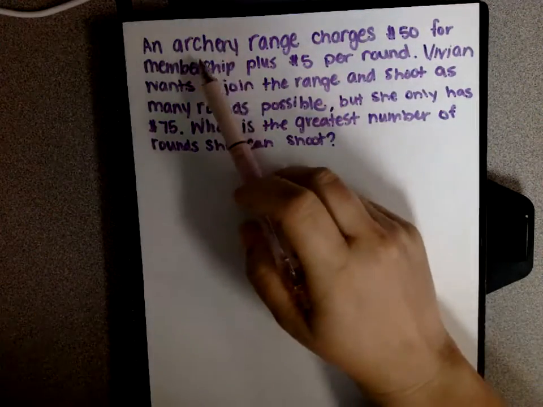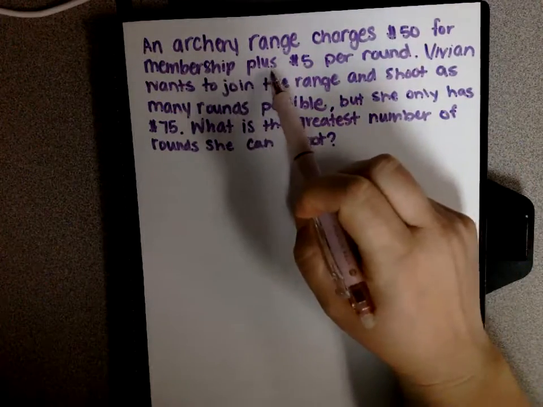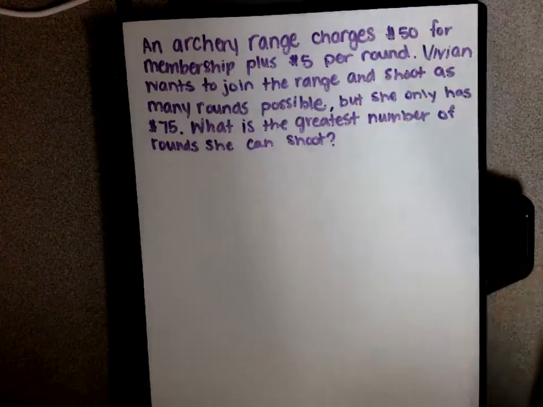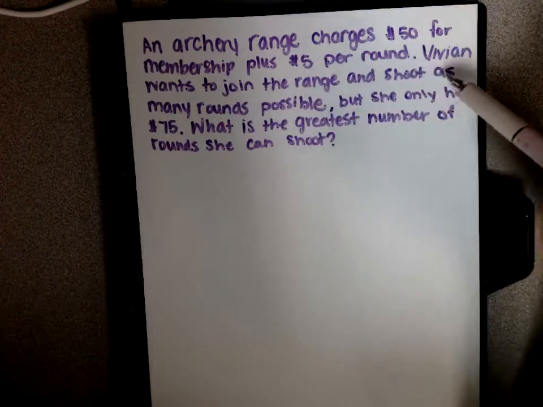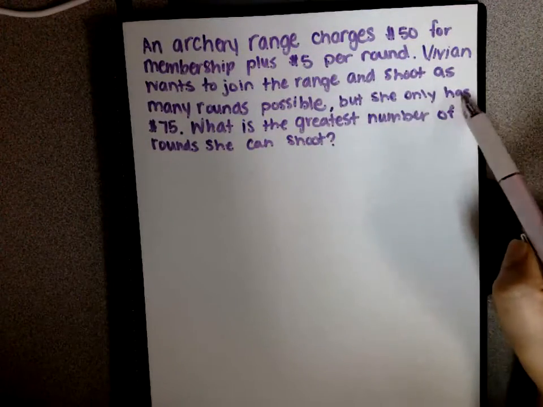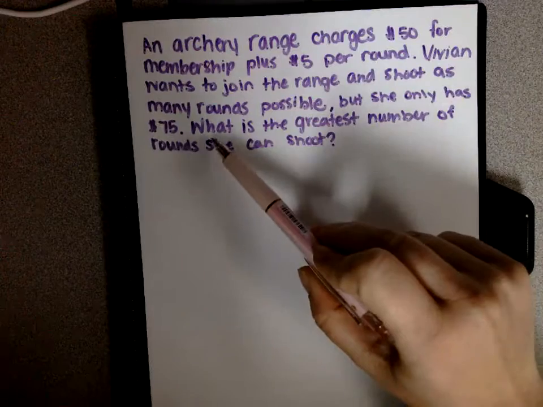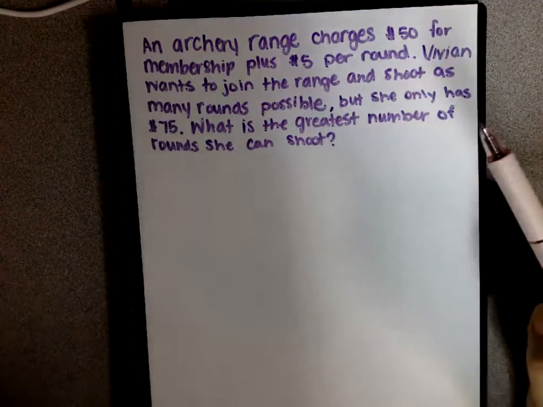So, an archery range charges $50 for membership plus $5 per round. Vivian wants to join the range and shoot as many rounds as possible, but she only has $75. What is the greatest number of rounds she can shoot?